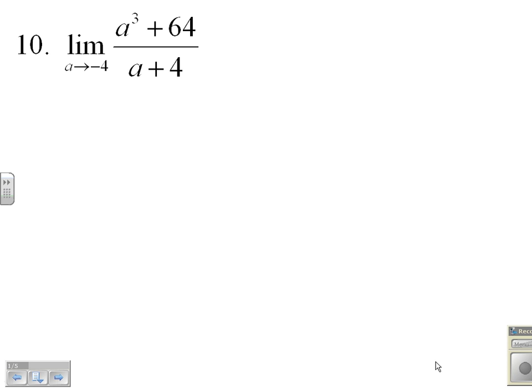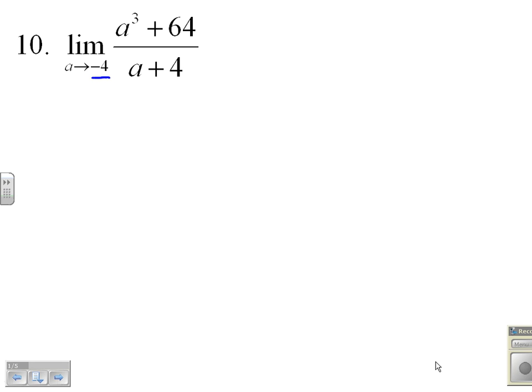Yesterday when we were finding limits using graphing software or graphing calculators, I tried to continually express that we're just finding estimates at that point. If we wanted to find the exact value of a limit at a given point, in this case -4, we need to have a more algebraic approach to that.